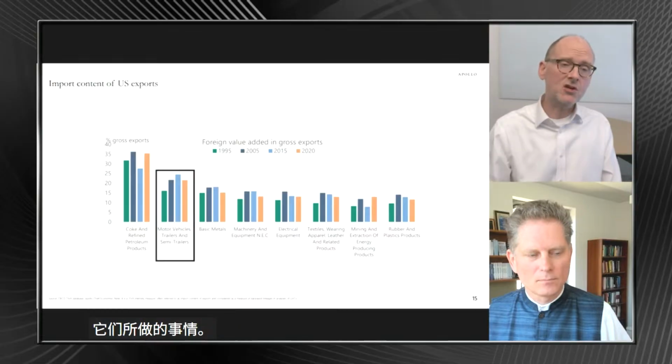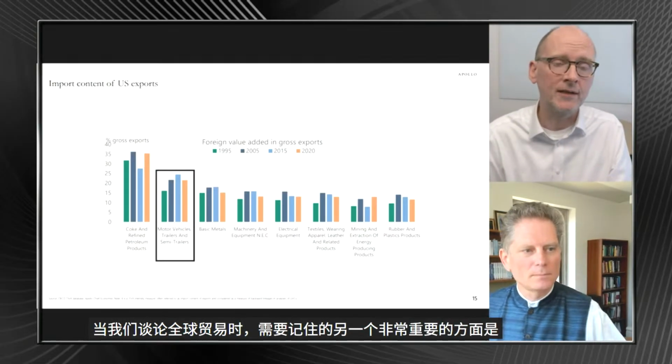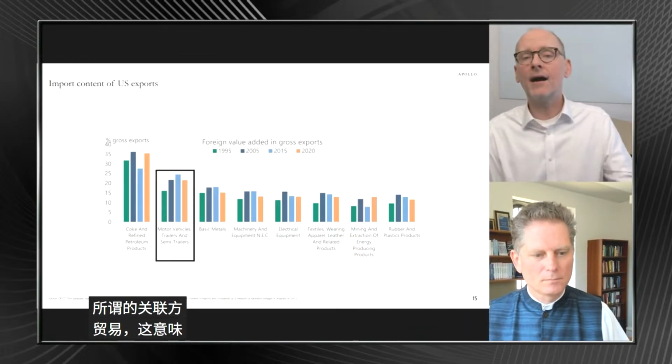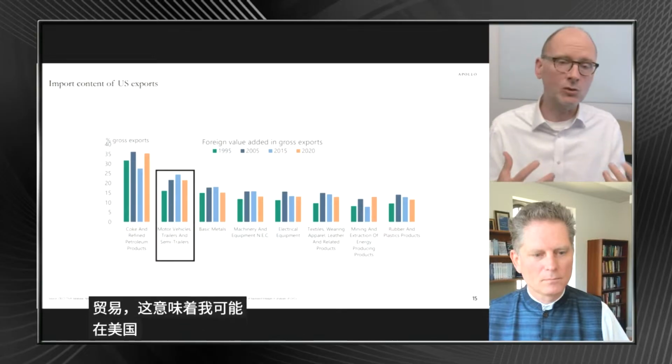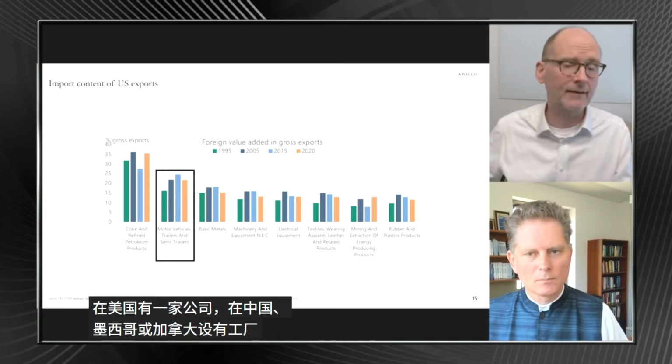And the other dimension in this discussion that is very important to remember when we talk about global trade is what is called related party trade. That means that I may have, as a company in the US, a factory in China or in Mexico or in Canada.